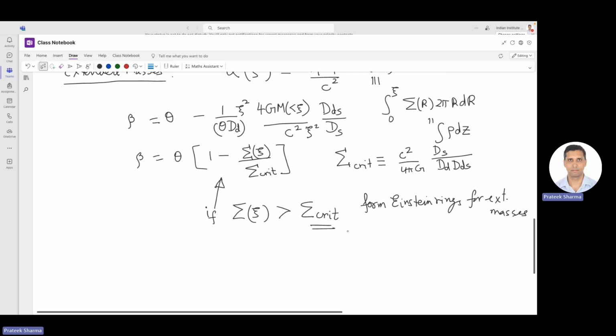Okay. If you plug in the numbers for sigma crit, when I have Ds, Dd, Dds, we put the same value for all of them, because we are not considering very odd cases where the lens is very near us or something. If you put a Dd of order a gigaparsec, a cosmologically distant galaxy cluster, for example, then you get a sigma crit of about 2 × 10³ solar masses per parsec squared. Actually, massive galaxy clusters very easily cross it.